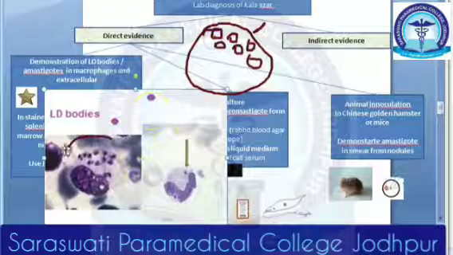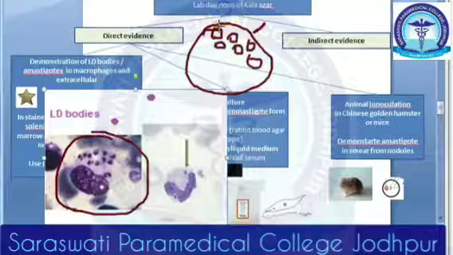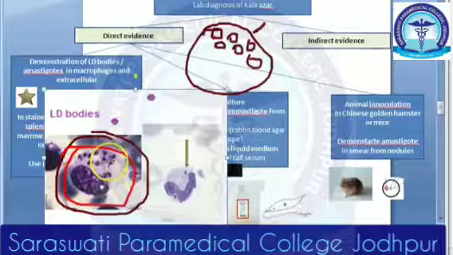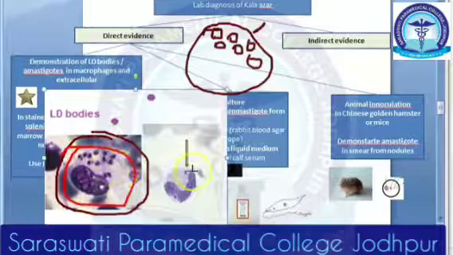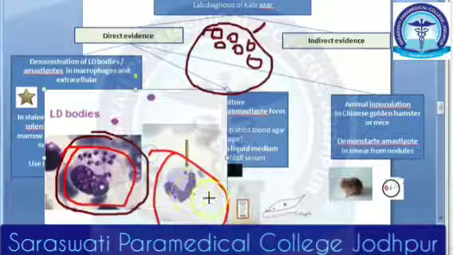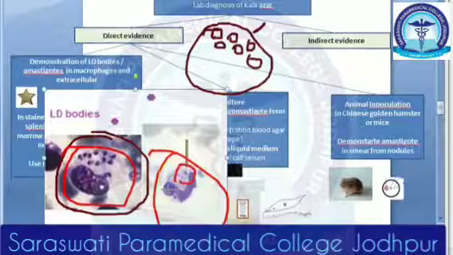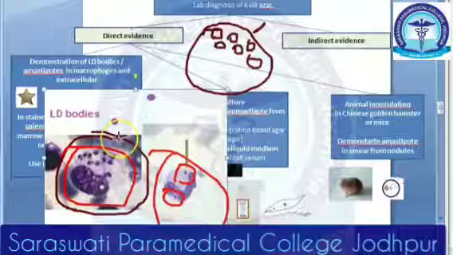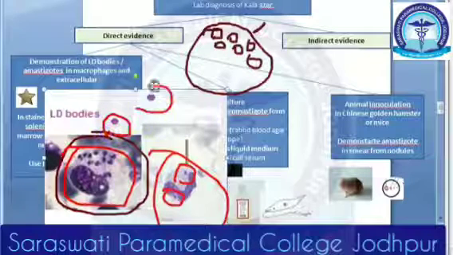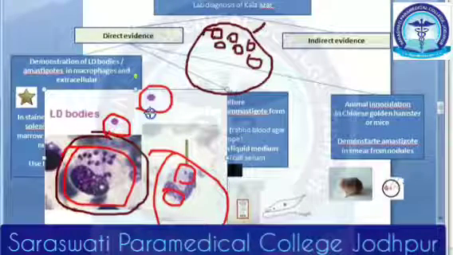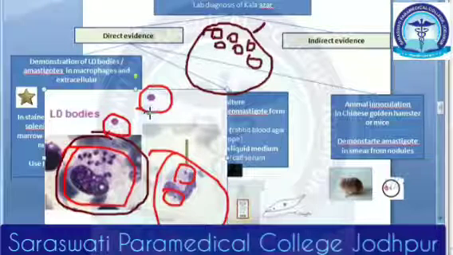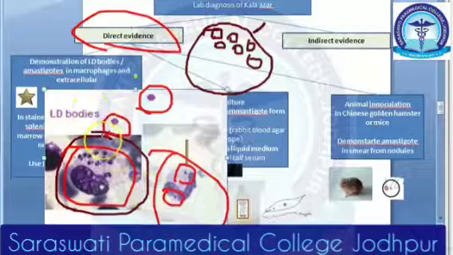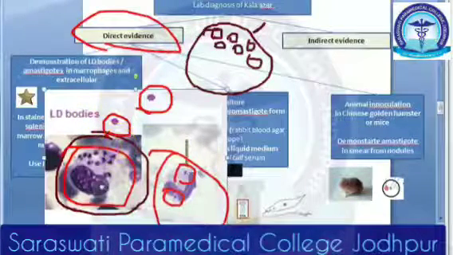That is exactly what you're seeing here, if you notice. Can you see what is being shown here? These dots inside a monocyte are the LD bodies. This is a neutrophil. The neutrophil is also a phagocyte, right? So here also you can show LD bodies. So demonstration of LD bodies or the amastigotes in macrophages, and also extracellularly, that is in the blood also there will be amastigotes. This demonstration of LD bodies is the gold standard. It's the direct evidence for leishmaniasis. It's the gold standard for lab diagnosis of leishmaniasis.